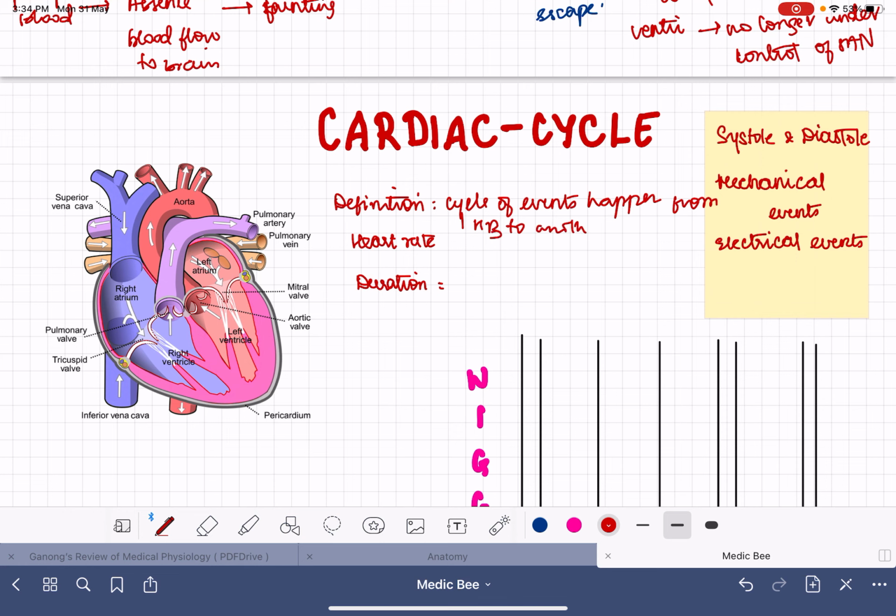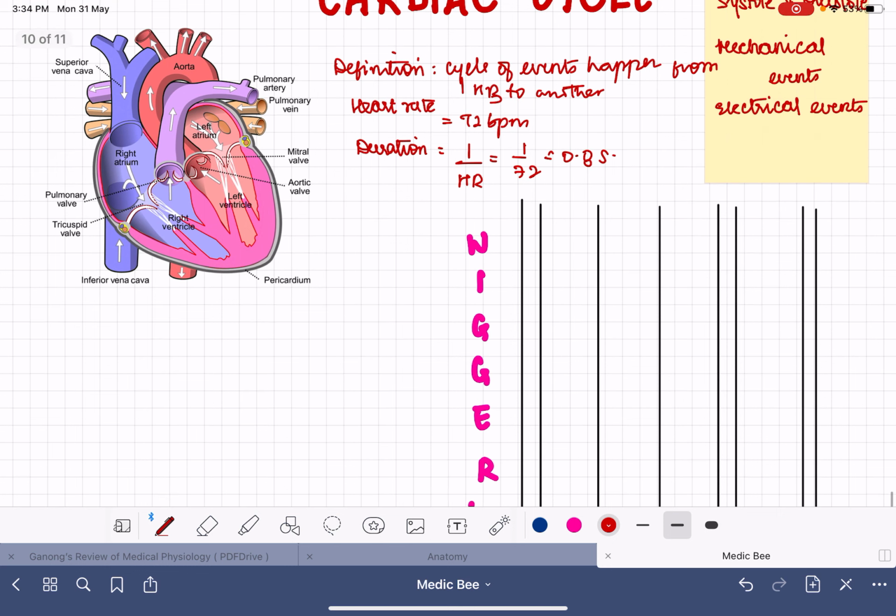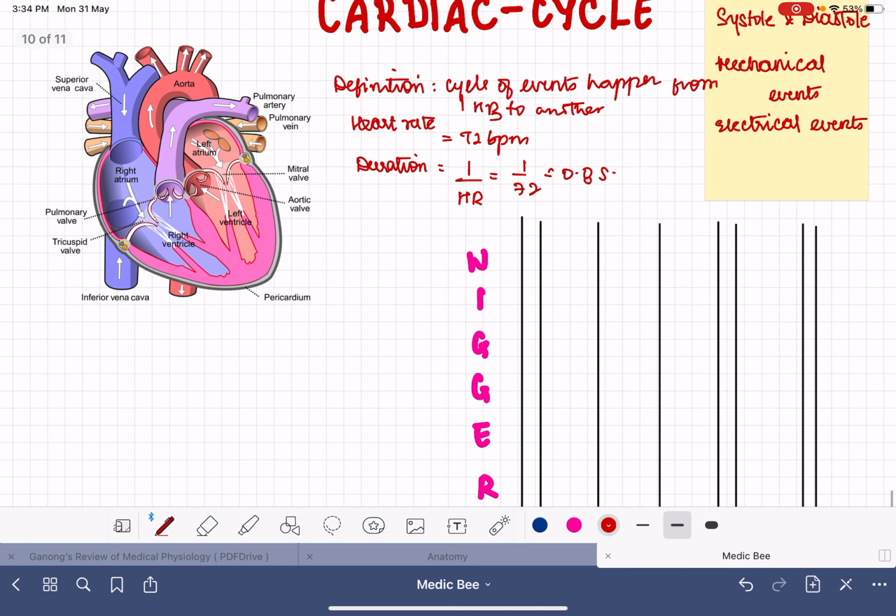So what is the normal average heart rate for an average adult? It is generally 72 beats per minute. If the heart rate is 72 beats per minute, the duration of the cardiac cycle is simply calculated as 1 by heart rate, 1 by 72, which is somewhere around 0.8 second. So it takes around 0.8 second for the heart to complete one cardiac cycle.